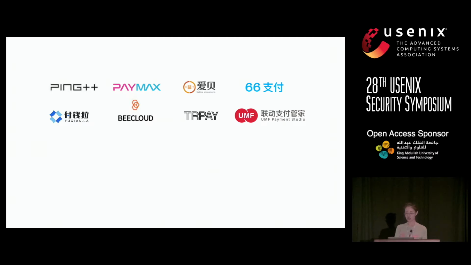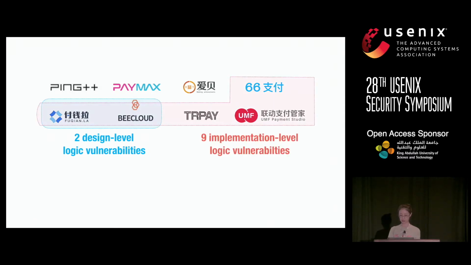And in our work, we developed a tool called Dilution. We use it to analyze eight real-world syndication guides. All of them are popular, with tens of thousands of merchant developer users and hundreds of millions of buyer users. Our tool reported two design-level logic vulnerabilities and nine likely implementation vulnerabilities.